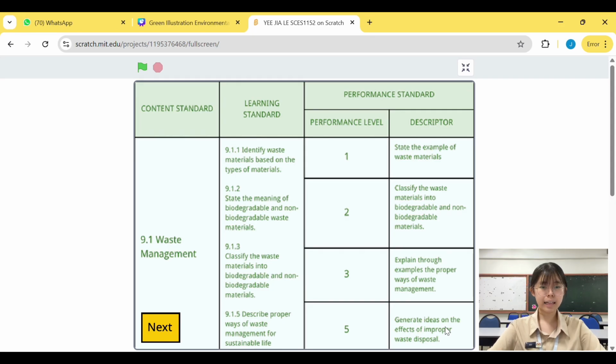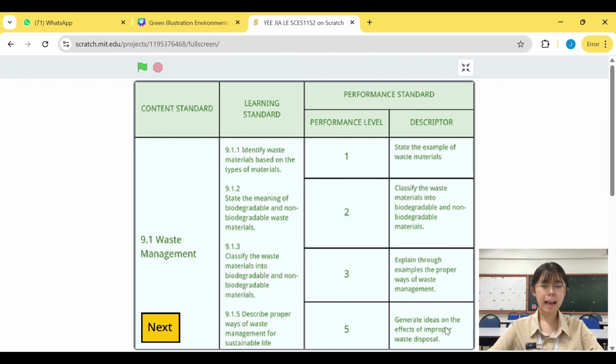And the second one is 9.1.2, which is to state the meaning of biodegradable and non-biodegradable waste material. We will understand the difference between biodegradable and non-biodegradable waste. Biodegradable waste refers to waste that can be decomposed by microorganisms such as bacteria and fungi. In contrast, non-biodegradable waste cannot be decomposed by microorganisms.